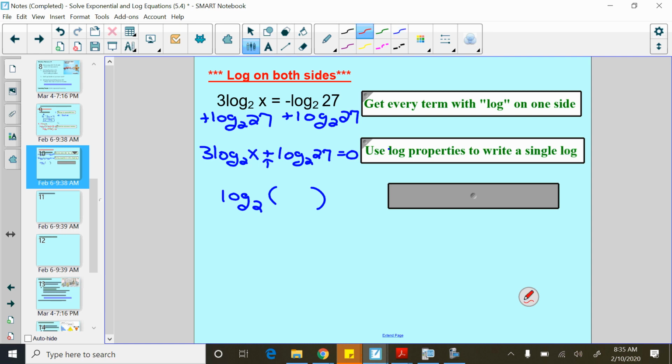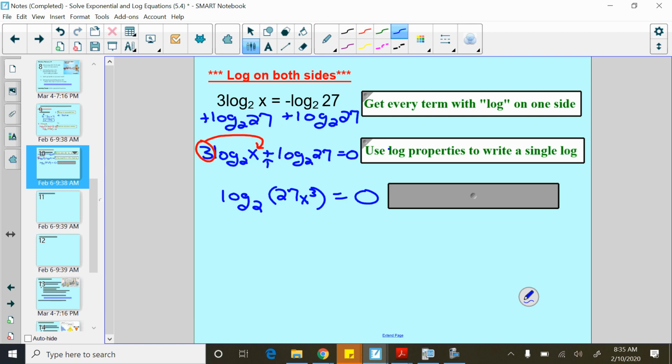The one thing we can't forget is that this 3 in front can really come up top and make that into an x to the third. So when we multiply those together, it's no different than saying you have 27 x to the third. That would be equal to 0. Right? So now we've created our 2 logs to become 1.